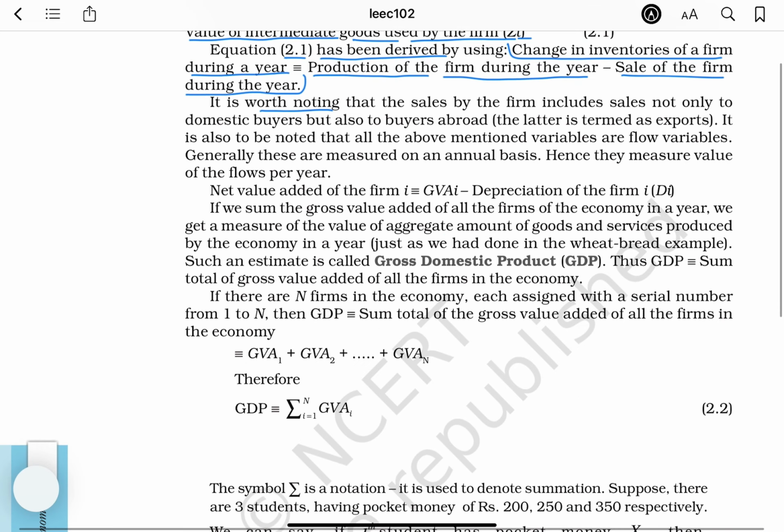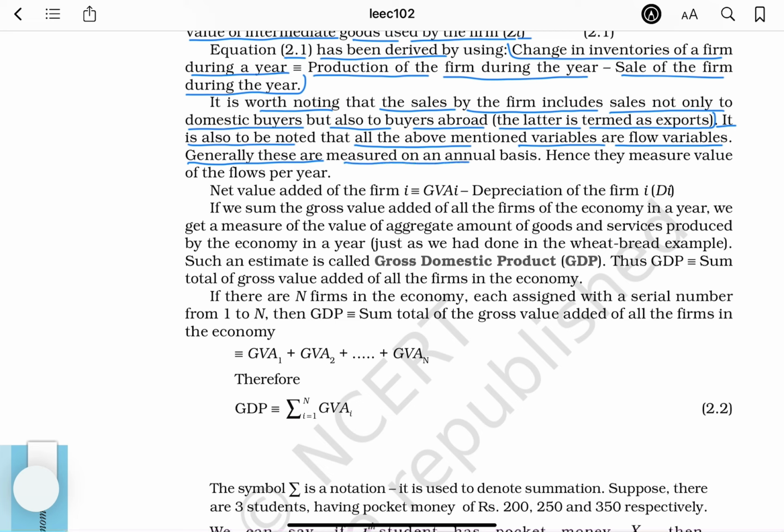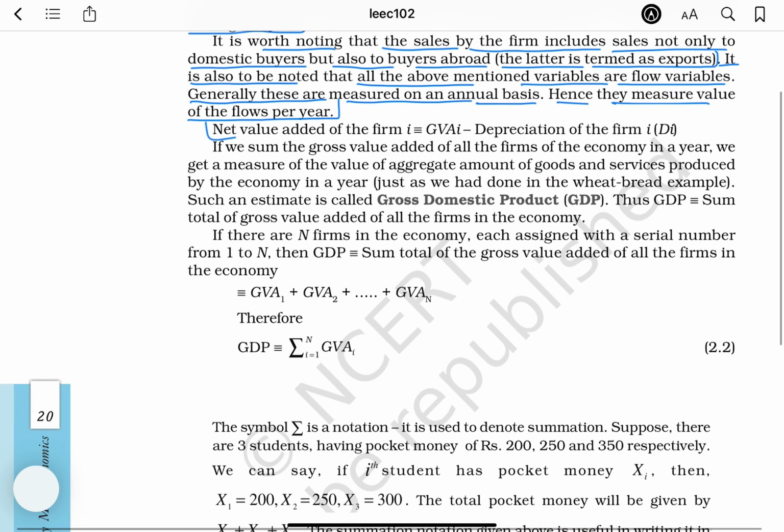It is worth noting that the sales by the firm include sales not only to domestic buyers but also to buyers abroad. The latter is termed as exports. It is also to be noted that all the above-mentioned variables are flow variables. Generally, these are measured on an annual basis, hence they measure value of the flows per year. Net value added of the firm i equals GVAi minus depreciation of the firm i.